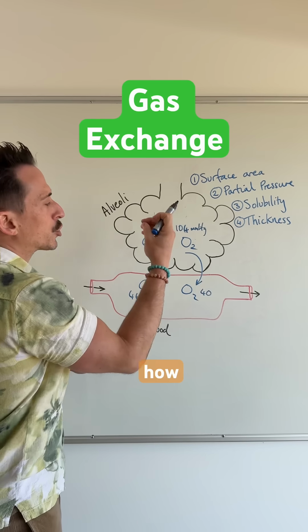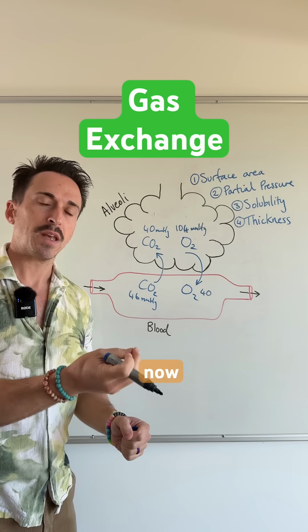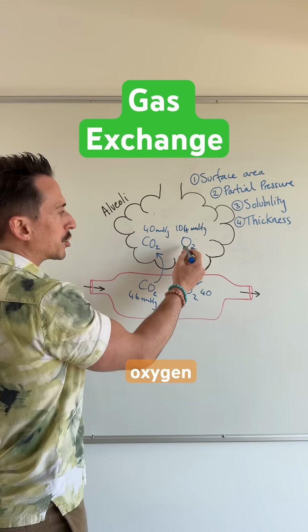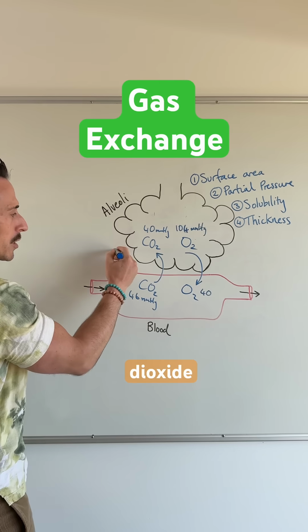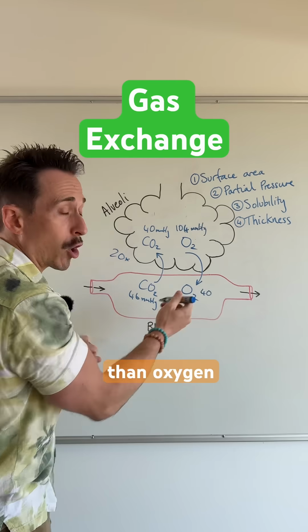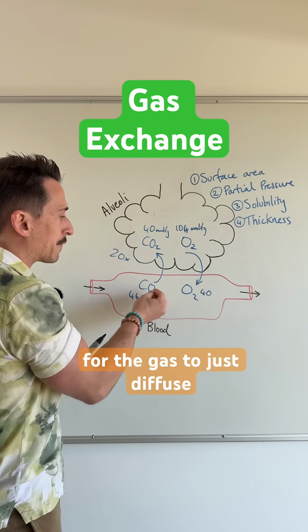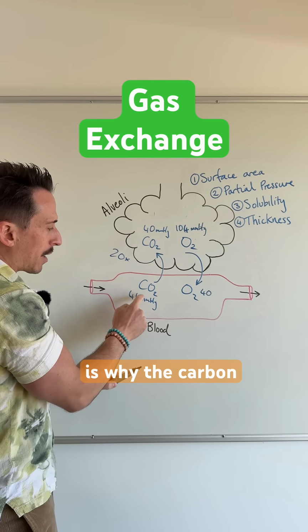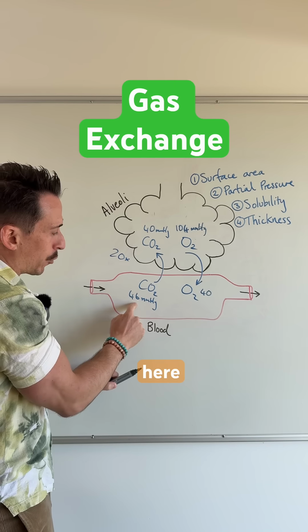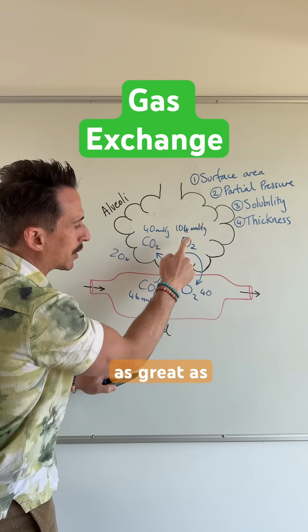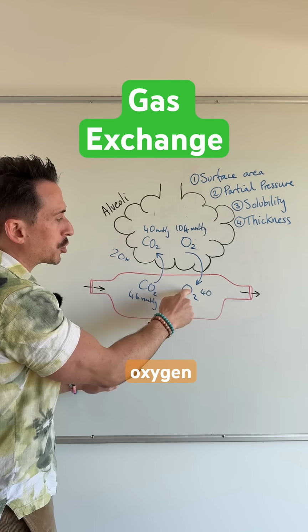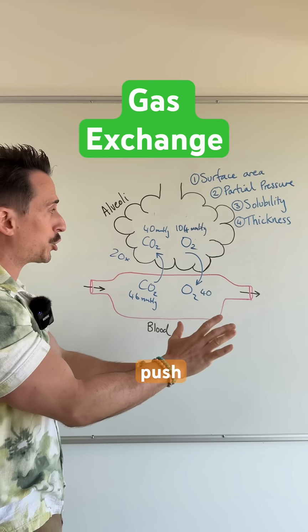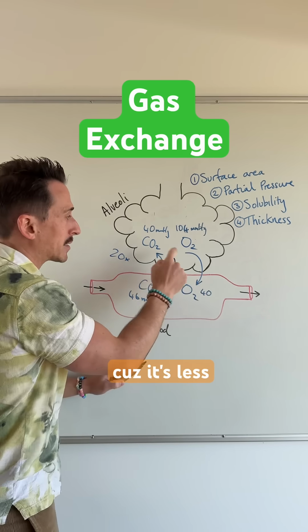Solubility. How soluble are the gases? Now this is important because oxygen is quite soluble, but carbon dioxide is about 20 times more soluble than oxygen, meaning it's easier for the gas to just diffuse across. This is why the carbon dioxide difference here, 46 to 40, isn't as great as 104 to 40, because oxygen requires a greater downhill push than carbon dioxide because it's less soluble.